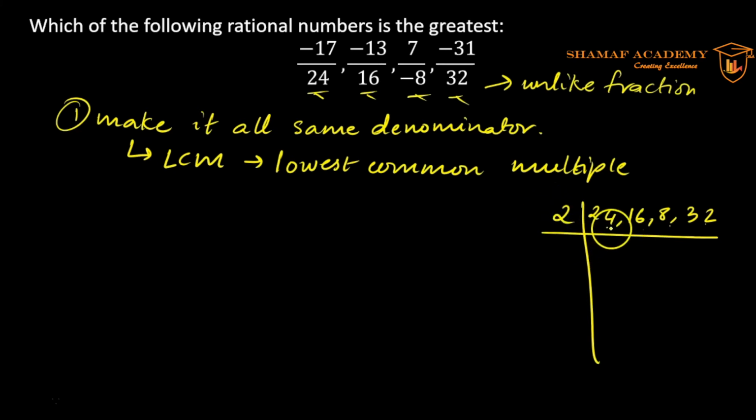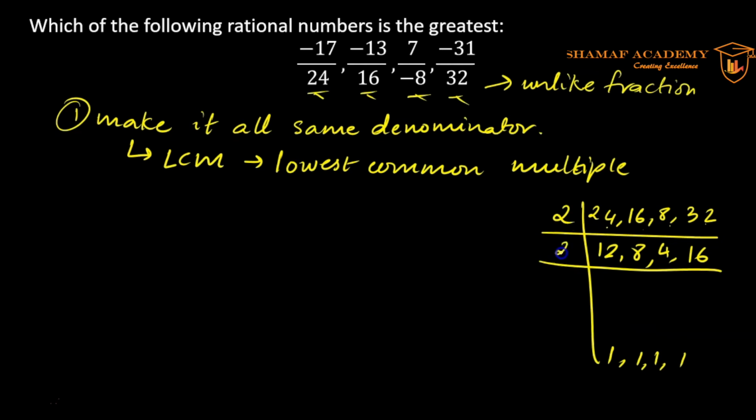Now think, 2 times how much is 24? It's 12. Then 2 times what is 16? 8. Then 2 times what is 8? 4. And 32 divided by 2 is 16, so 2 times 16 gives us 32. I hope you got the same thing. Then we have to keep doing this until we get 1, 1, 1, 1. This is our goal. We want to get a 1 here. So we keep doing that.